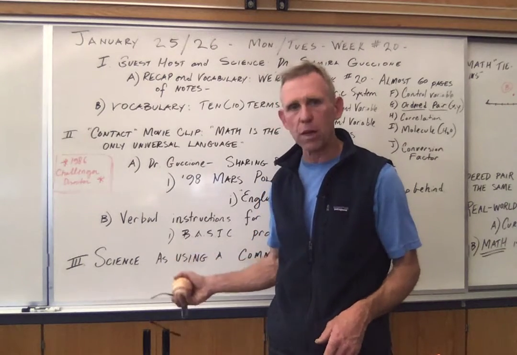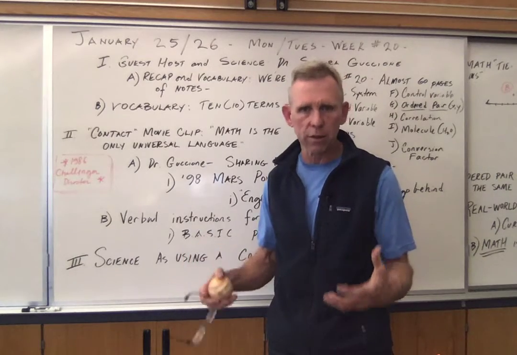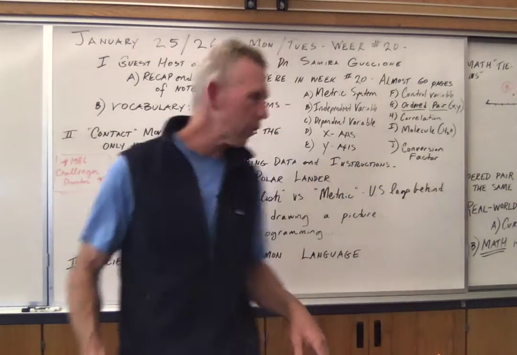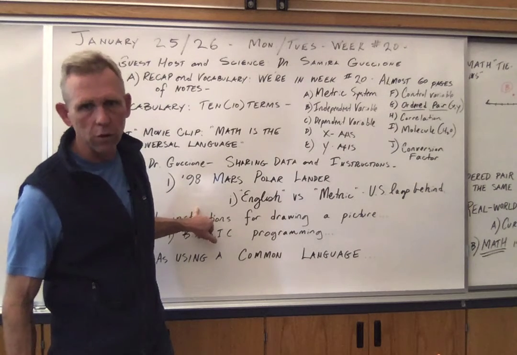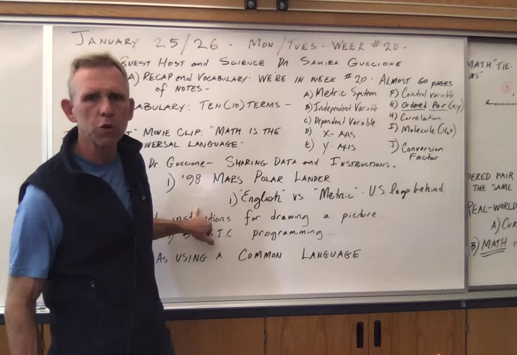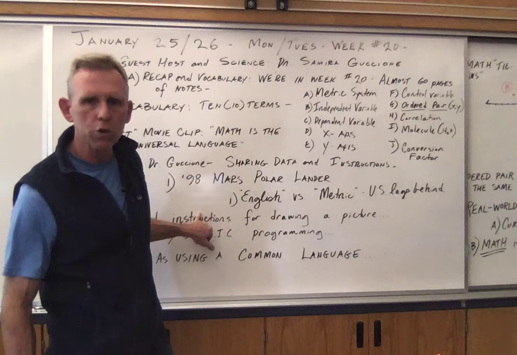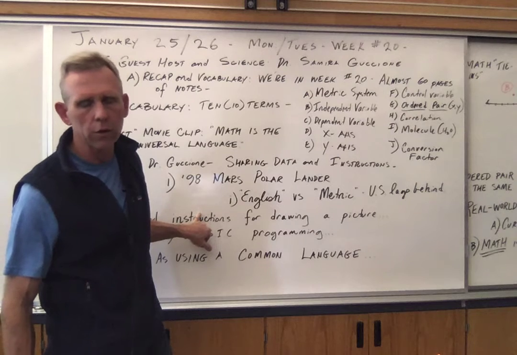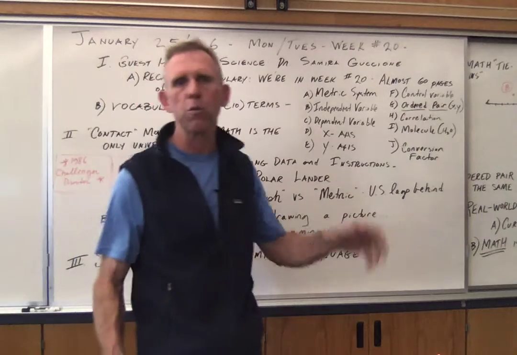One of the examples that we gave in class about the common language that scientists need to use had to do with the 1998 Mars polar lander. It was supposed to land on one of the poles of Mars. I believe it was the North Pole. And unfortunately for the Mars polar lander, it crash landed. The pieces of it can now be seen scattered across the pole of Mars.